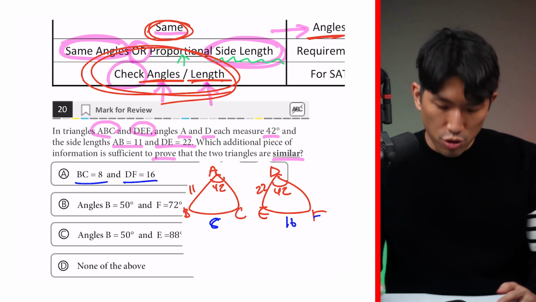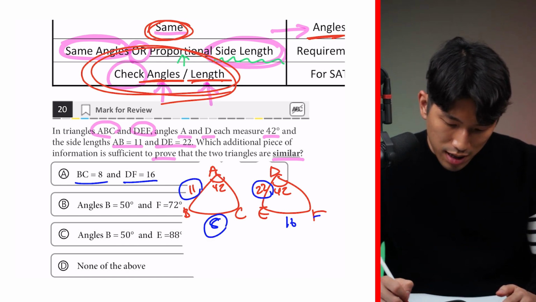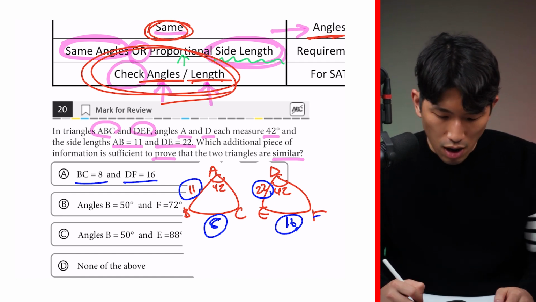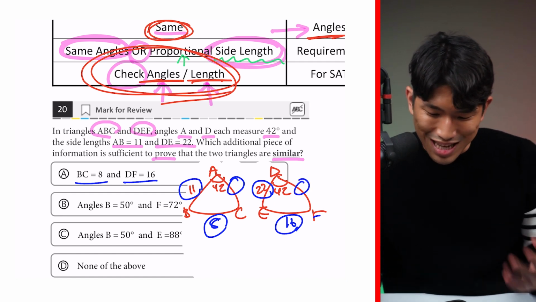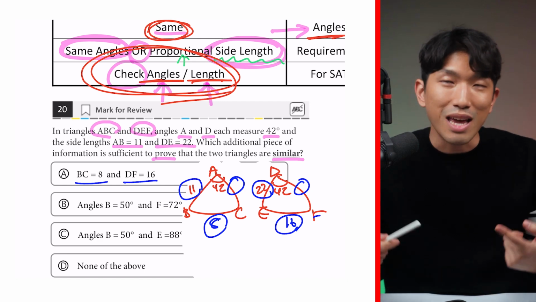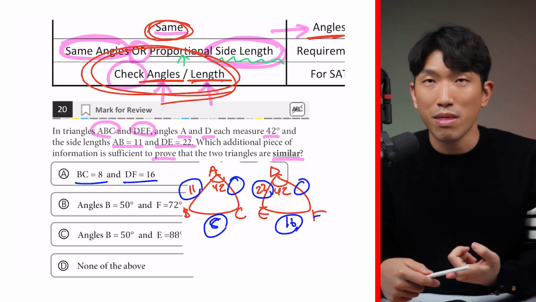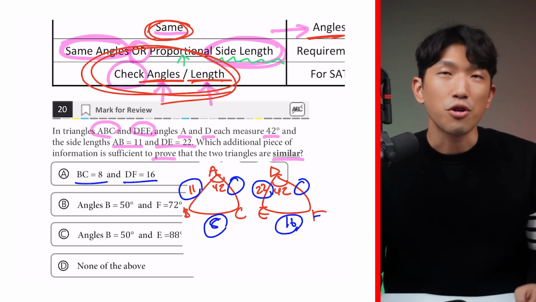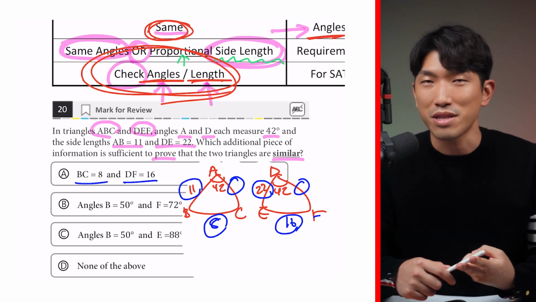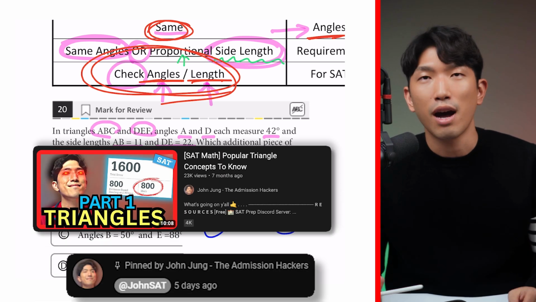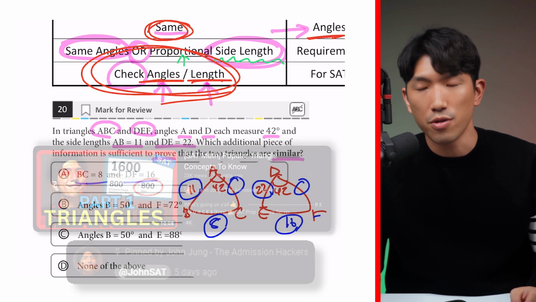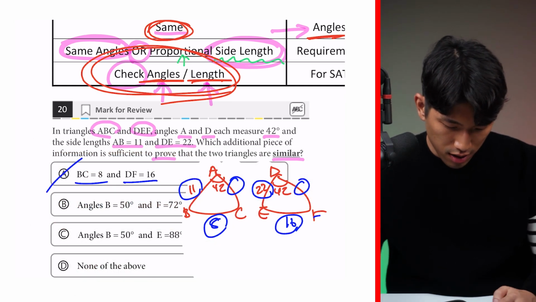Well, with that information, we only know 2 of the 3 side lengths for both triangles. And we can't find out what the third missing side is because we don't know if this is a right triangle, which means we can't use Pythagorean and we can't use SOHCAHTOA. For you to use Pythagorean or SOHCAHTOA for the SAT, it has to be a right triangle. I'll link a triangle lecture in the pinned comment down below. So choice A is going to be out. Let's look at choice B.